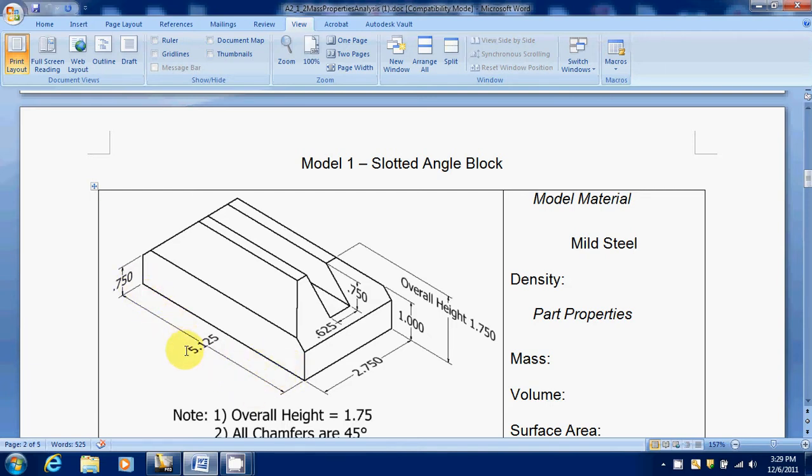The overall length of this block is 5.125 and the overall width is 2.75. Overall height is 1.750. So let's draw the length and height right now in Inventor.